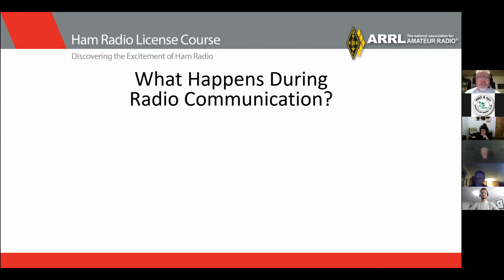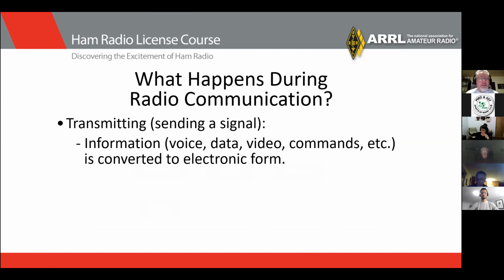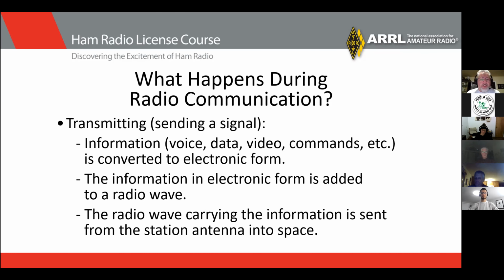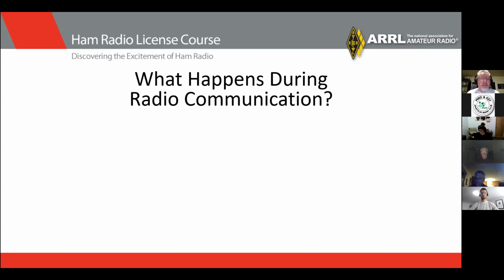So what happens during radio communication? The transmitting is the sending of a signal, and it's information, a voice, data, video, commands, etc. that is converted to an electronic form, and the information in the electronic form is added to the radio wave. The radio wave carrying the information is then sent from the station antenna into space.